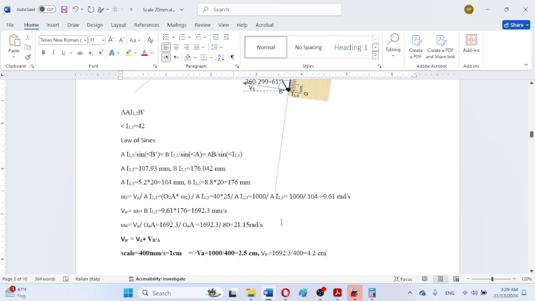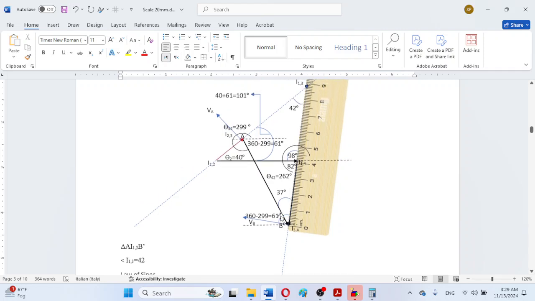So after that, it is important that their orientation must also be known according to scale. So here it is 40 degrees, so that means the velocity is perpendicular, so that means this alternate angle will be 40, so the VA angle along the horizontal will be 50 degrees.